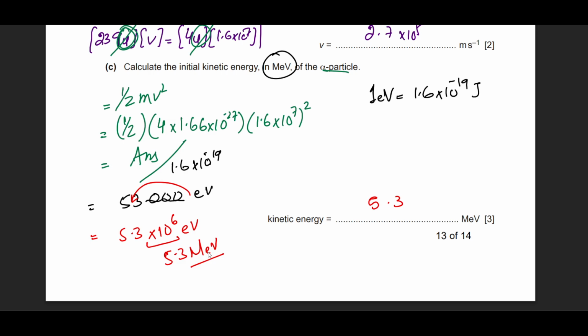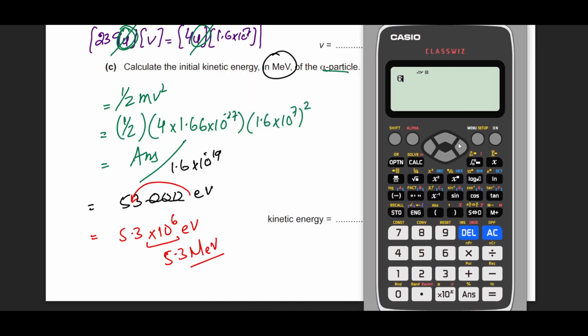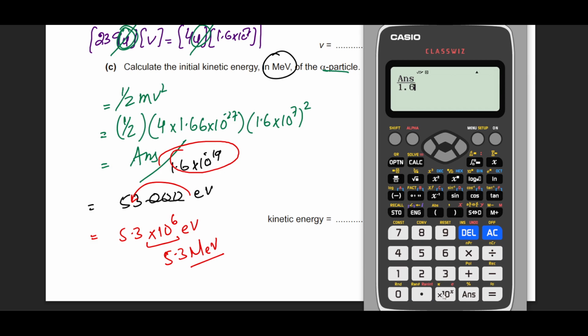Okay. If it's becoming a problem, then let me show you on the calculator how it's going to be done. Let's clear this out. So 0.5 half mv square, I'm going to calculate it: 4 times 1.66 e power minus 27. The velocity is 1.6 e7 with a square. Calculate this, you get this answer. Then use the fraction symbol, answer divided by the standard value, 1.6 power minus 19. Now when you press equals to, this is what you get.